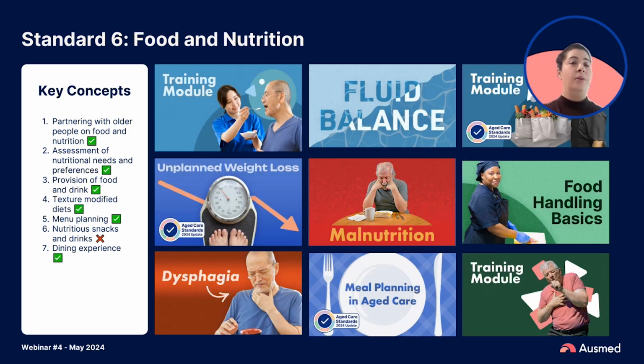So here are our corresponding modules, most relevant to standard 6 food and nutrition. I've marked nutritious drinks and snacks as something that we don't have a module on at the moment, being very transparent and saying we are working towards filling any gaps in our library, based on our gap analysis. So there may not always be a direct resource, but often something like that can be met indirectly through another module.